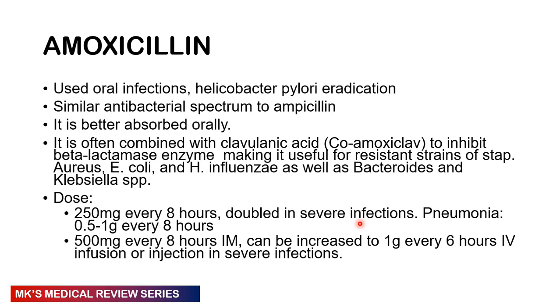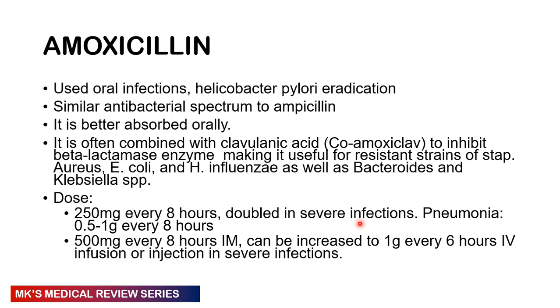Then moving on to the next drug, which is amoxicillin. This is used in oral infections as well as Helicobacter pylori eradication. So it's used in some regimens for triple therapy against Helicobacter. It has a similar antibacterial spectrum as compared to ampicillin, but it's better absorbed orally. It is often combined with a drug that augments its action, which is known as clavulanic acid.